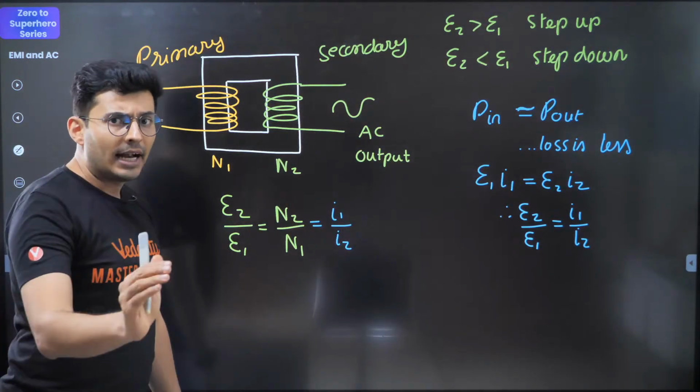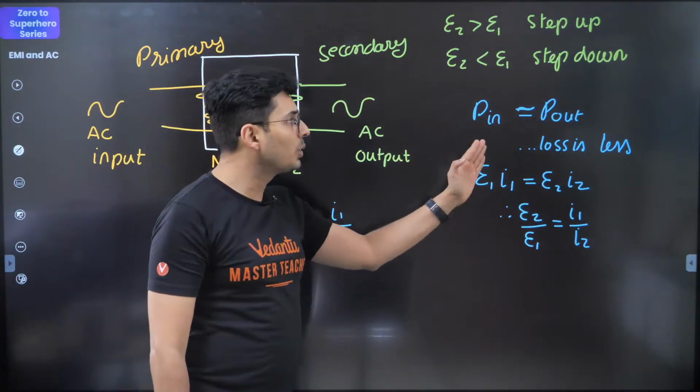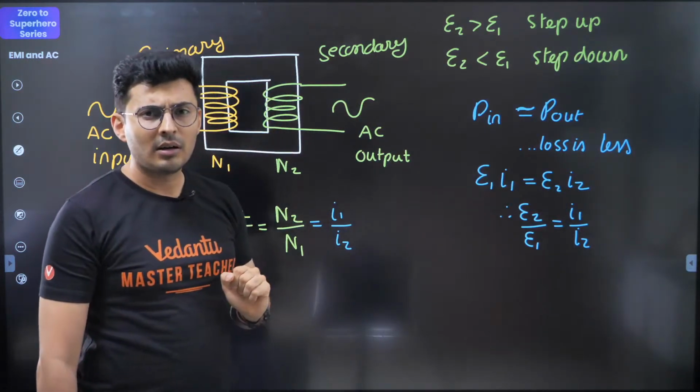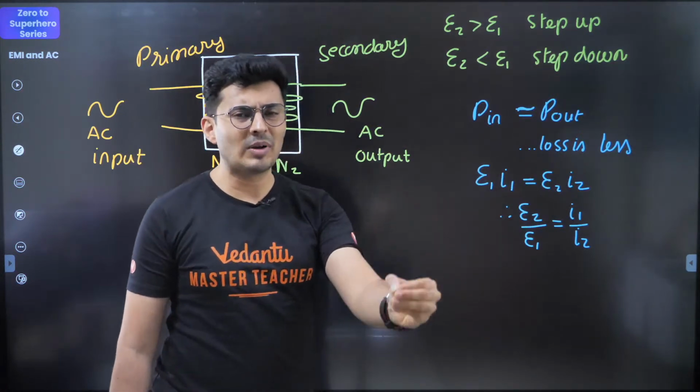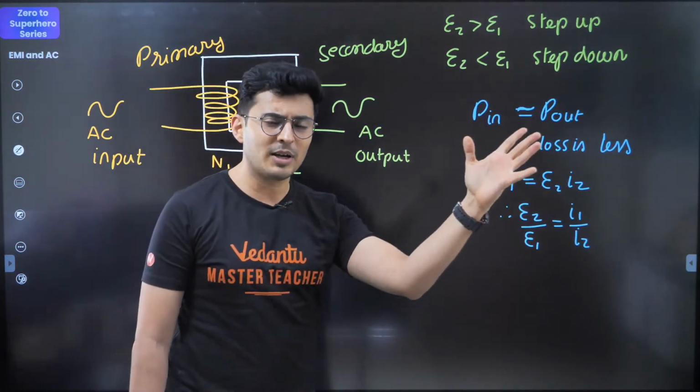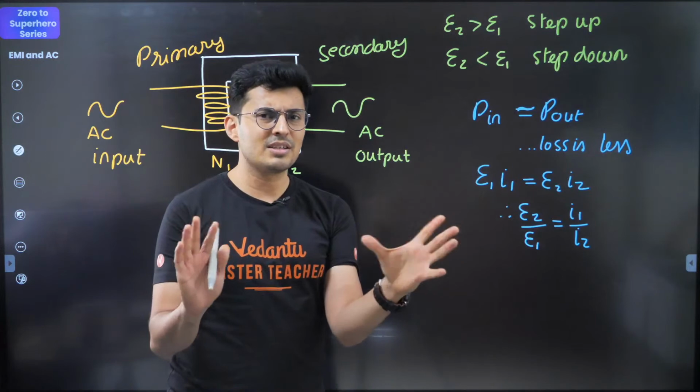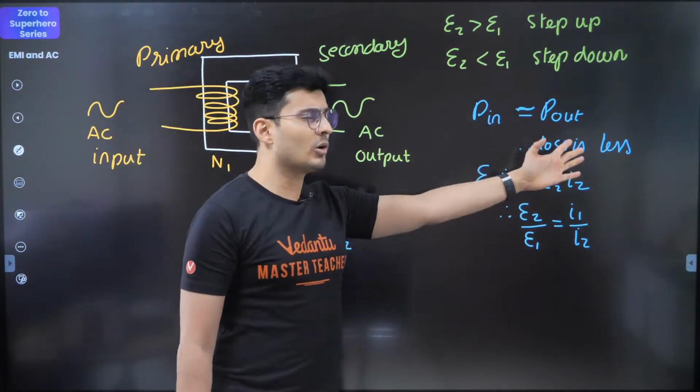And an ideal transformer is one where the input power is equal to the output power. And real transformers also have very little loss. The losses typically range from 1 to 2%, at most 4-5%. So you can say the efficiency is pretty decent. So input power is output power.